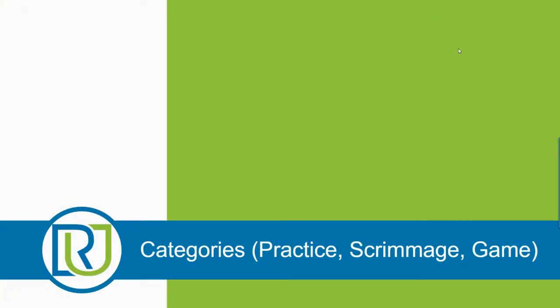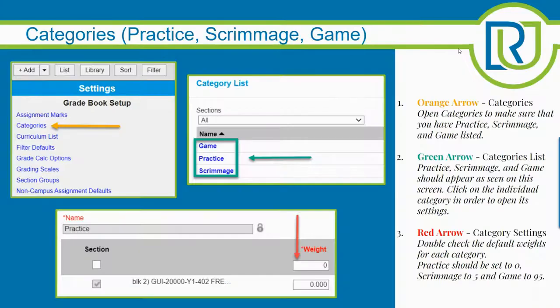We're going to hop into categories and take a look at the differences between practice, scrimmage, and game. As you can see, these three categories are preloaded in your gradebooks. Each category carries a different weight that cannot be changed. Again, this is preset by the district. There's practice, which has a weight of 0, scrimmage, which has a weight of 5, and game, which has a weight of 95.